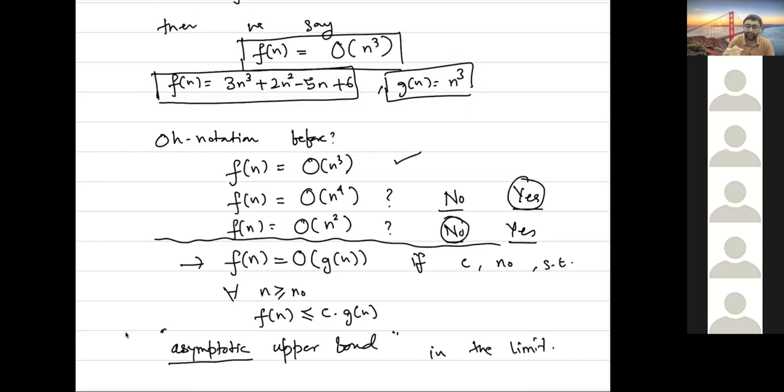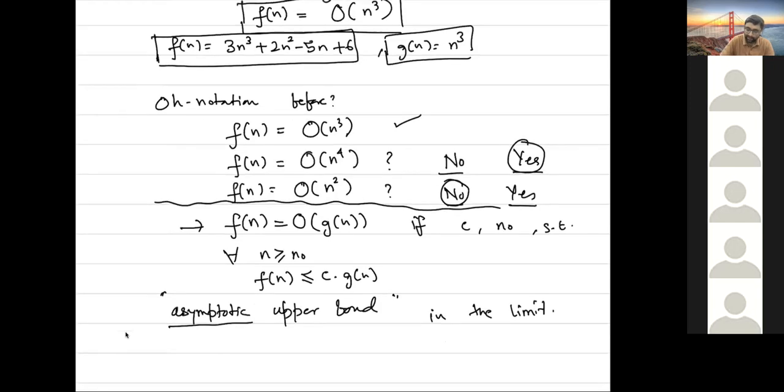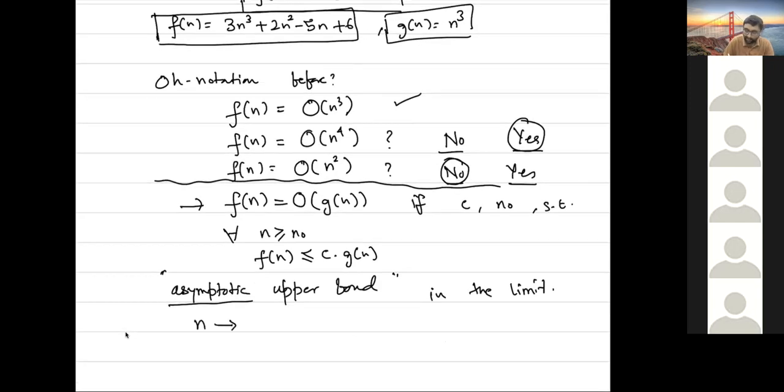Asymptotic upper bound means that we are interested in the limit. We are not interested in smaller values of n. We are interested when the values of n are actually big, when they tend to infinity. Whenever we say in mathematics that something tends to infinity, it means really big values of n. As n grows, any quadratic or linear term here will have a minor impact on the actual value of f of n. And since such terms do not exist here, it doesn't matter.